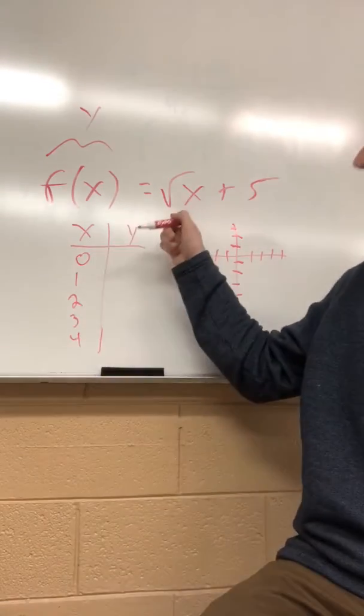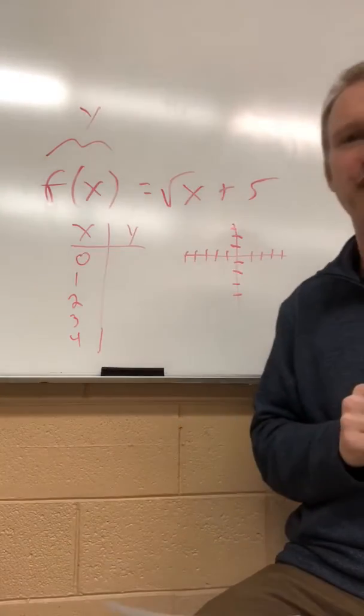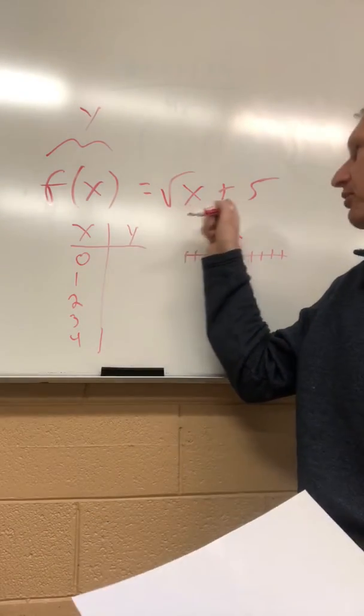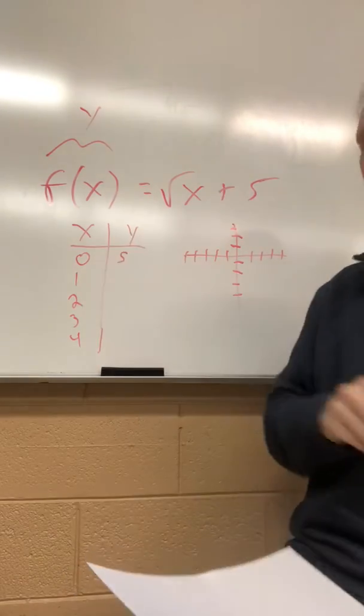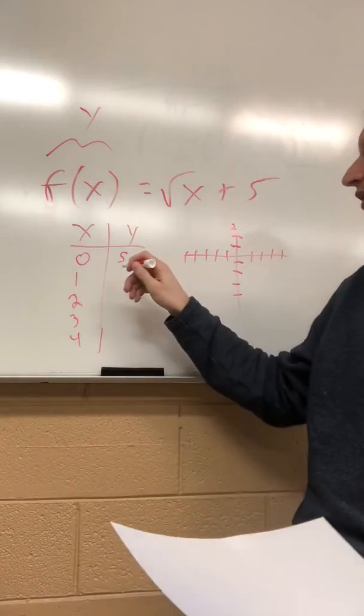Then we're going to put the number in, compute the square root, and whatever that answer is, we're going to add 5. Put 0 in there. What's the square root of 0? 0 plus 5 is 5. Put 1 in there. What's the square root of 1? 1 plus 5 is 6.